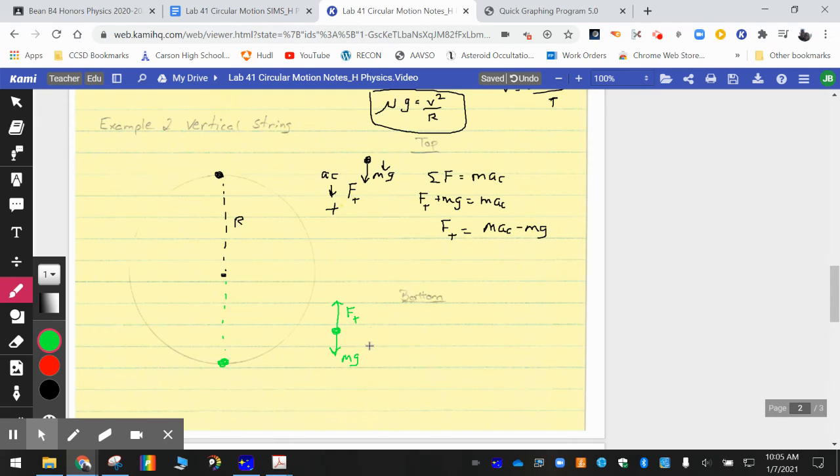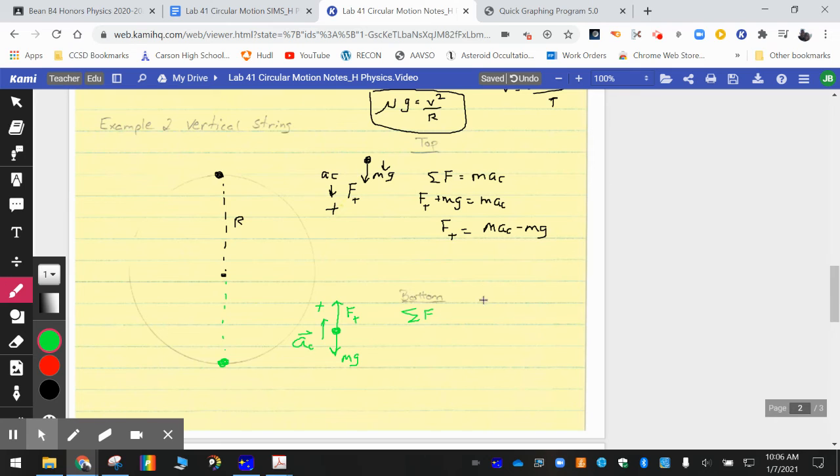Now here's the important part. Which way is the acceleration vector going? Up, center seeking. It always goes toward the center. So the centripetal acceleration vector is also going up in that direction too. That's the key. So the acceleration vector is going up, so we'll make that positive. In this case, we'll call going up positive. Everyone's good so far? We're good? Okay. All right, so the sum of the forces.